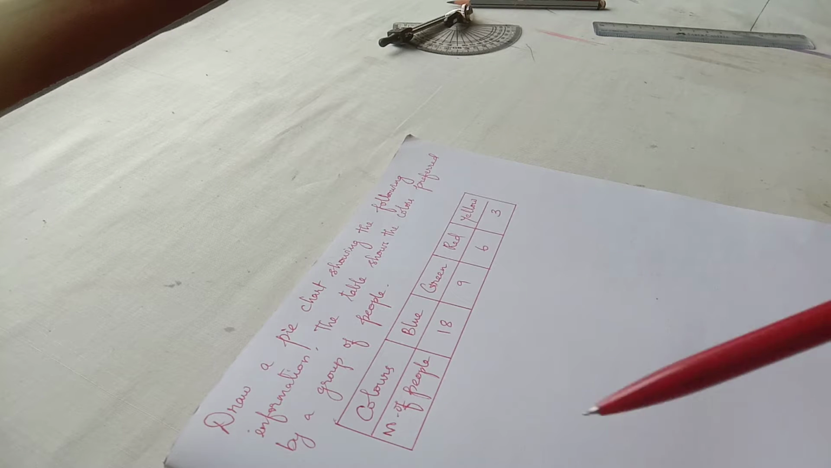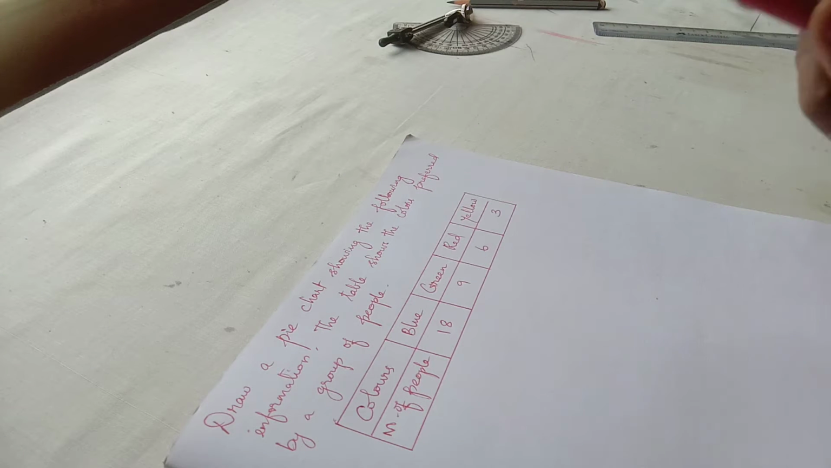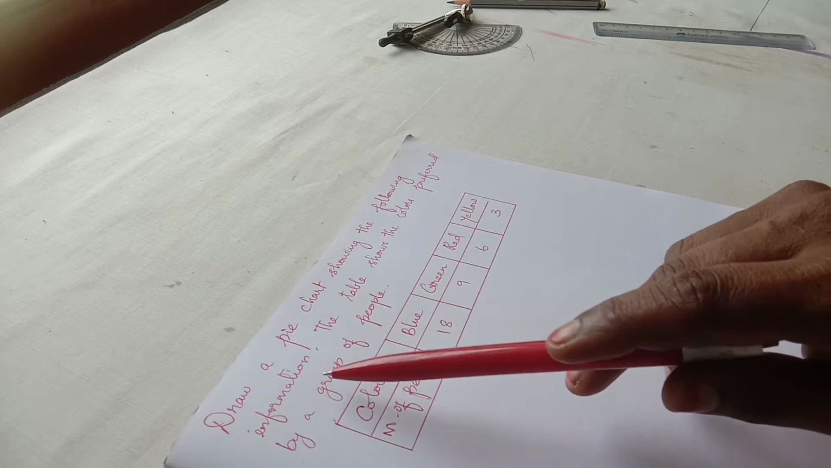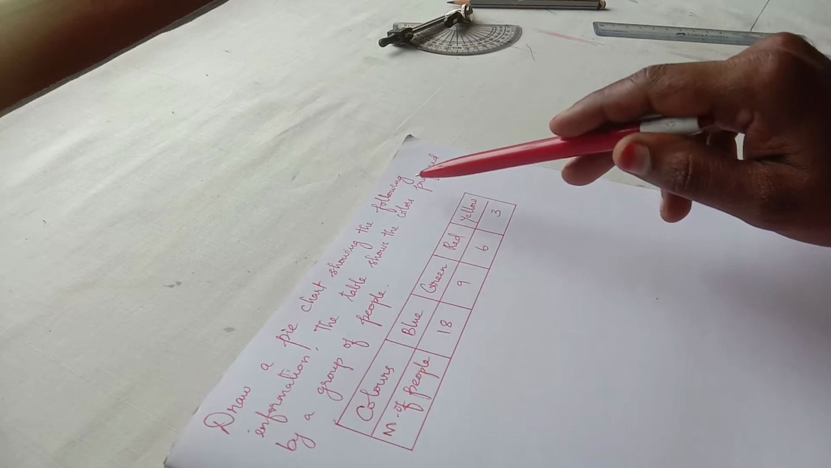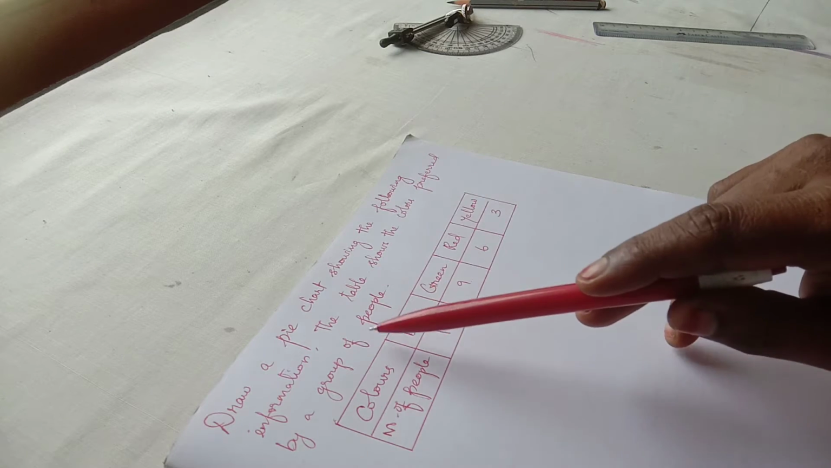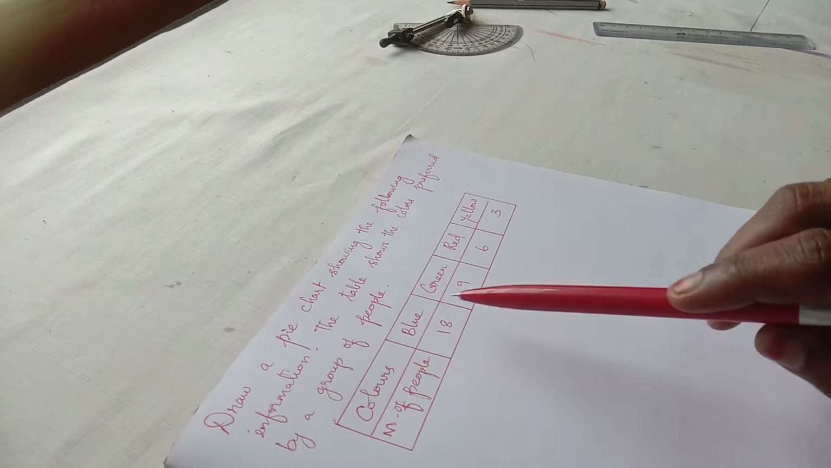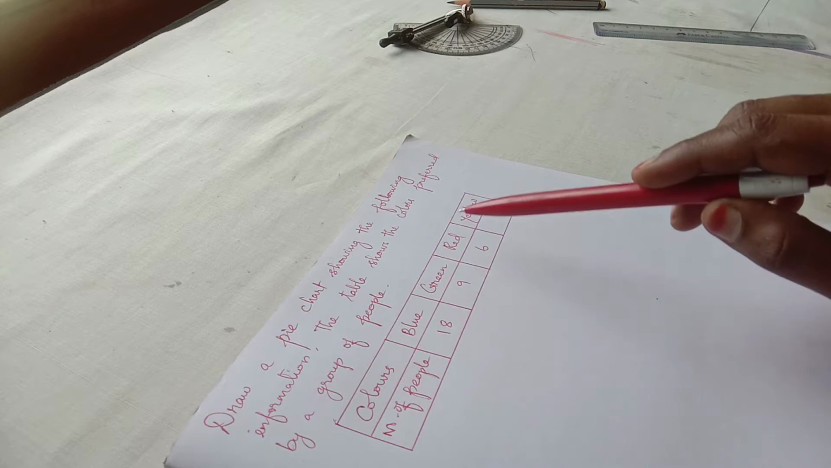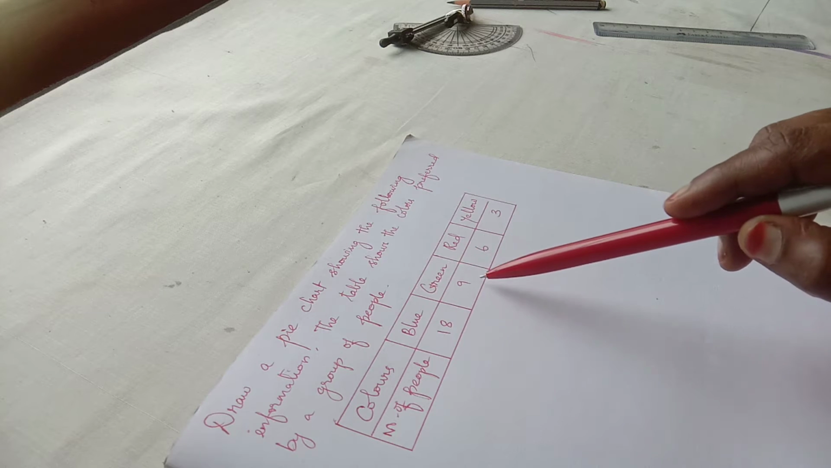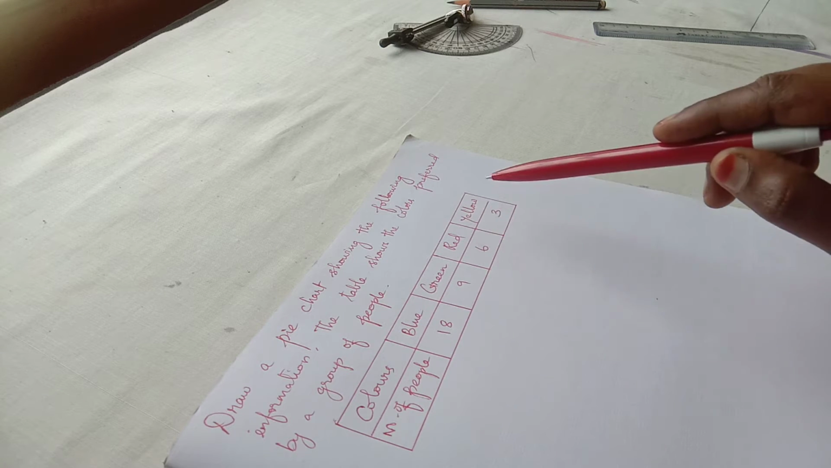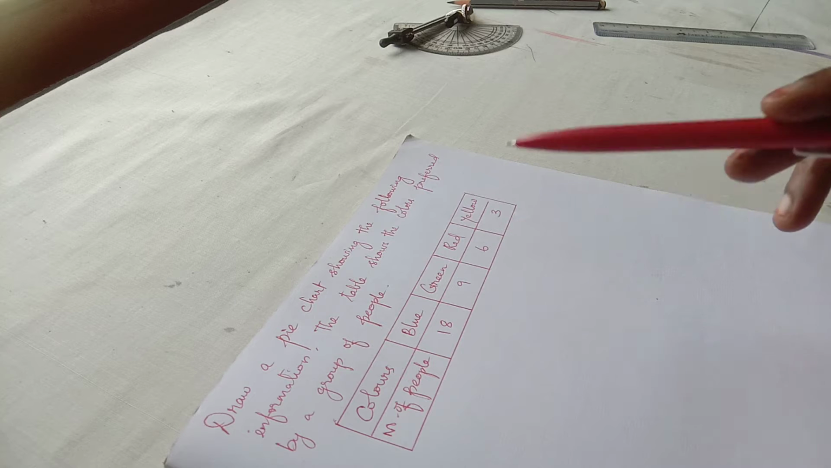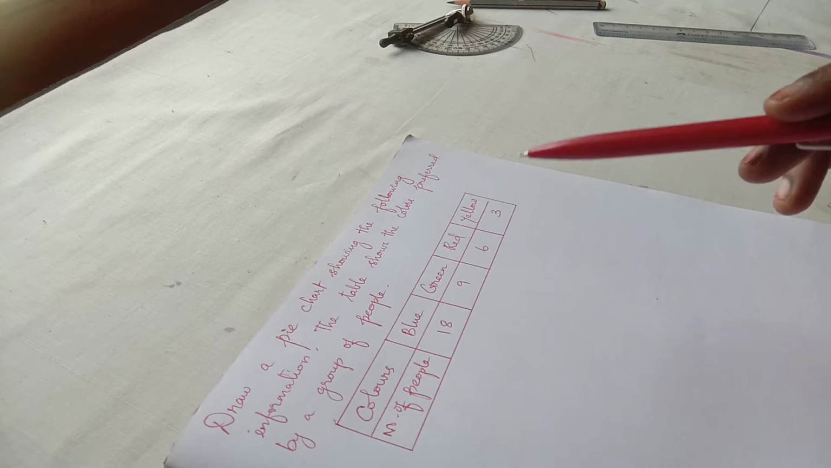Hello dear students. In this video, let's learn how to draw a pie chart, a circle graph. Let's see a question here. Draw a pie chart showing the following information. The table shows the colors preferred by a group of people. The given table is colors blue, green, red, yellow. Number of people: for blue, 18 people. Green, 9 people. Red, 6 people. Yellow, 3 people. We are going to represent this data using a pie chart, a circle graph.